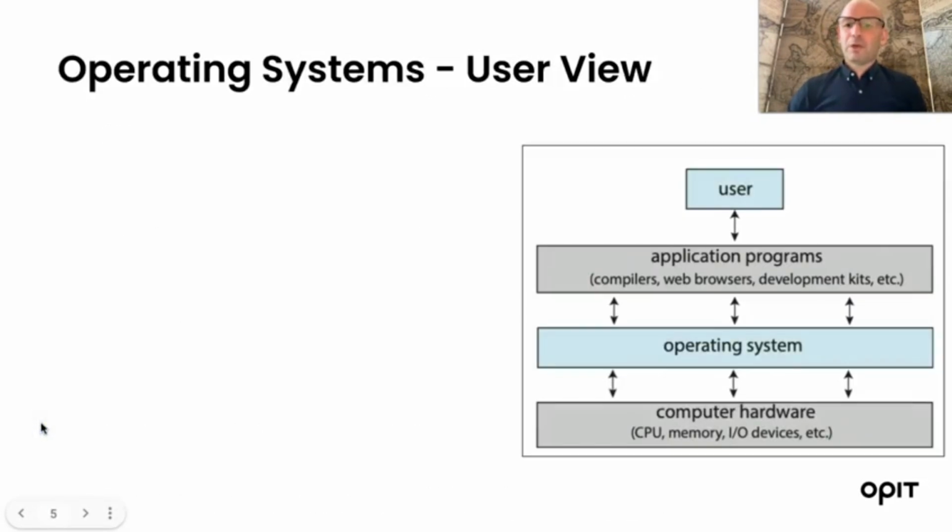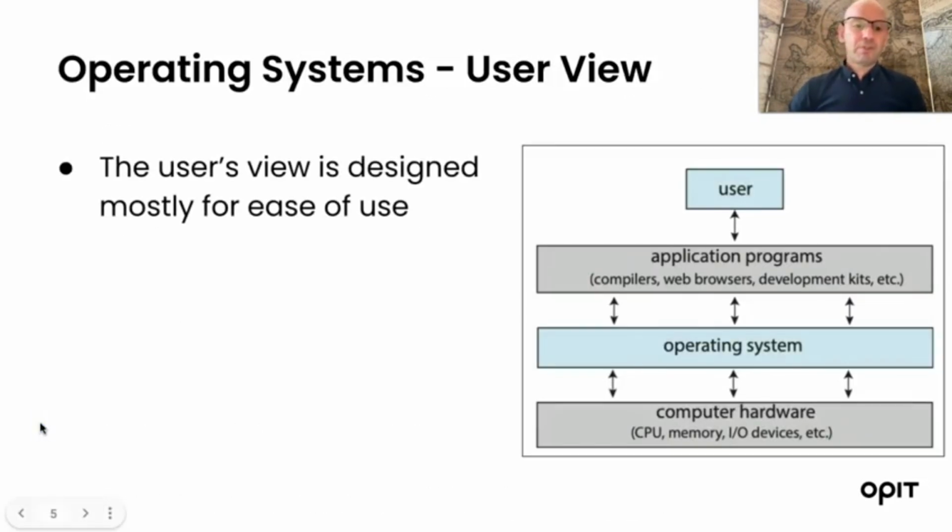So from the user's view, we'll take a look at that first. The user's view is designed mostly for ease of use. So users these days, of course, want an operating system that allows them easy access to all of the applications that they're used to using. So most of us spend a lot of our time with computer systems interacting with our smartphones, and it's becoming more and more prominent. There was a time before smartphones where most of our time would have been spent on laptops. I'm a little bit of the older generation, so I actually prefer more time on my laptop. I'm more productive using a laptop than I am on a smartphone.